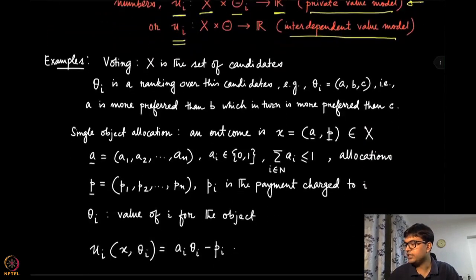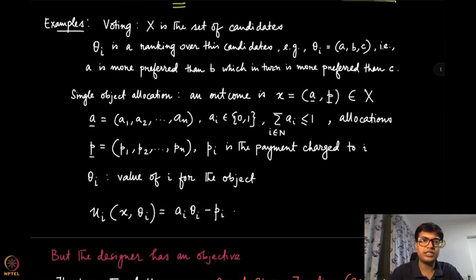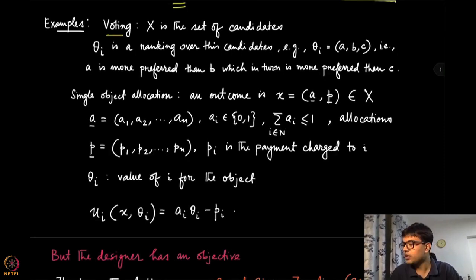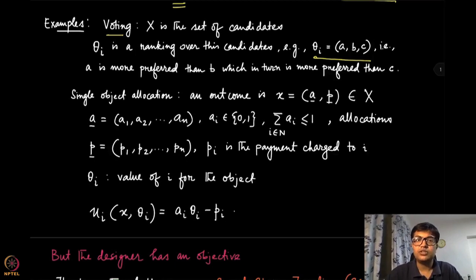Okay, so let's discuss certain examples to understand this notation better. As we have already mentioned briefly, in the context of voting or election, X is the set of all candidates. Theta i is a ranking over all these candidates. As we said, A over B over C is theta i. So that is for the ordinal preferences.